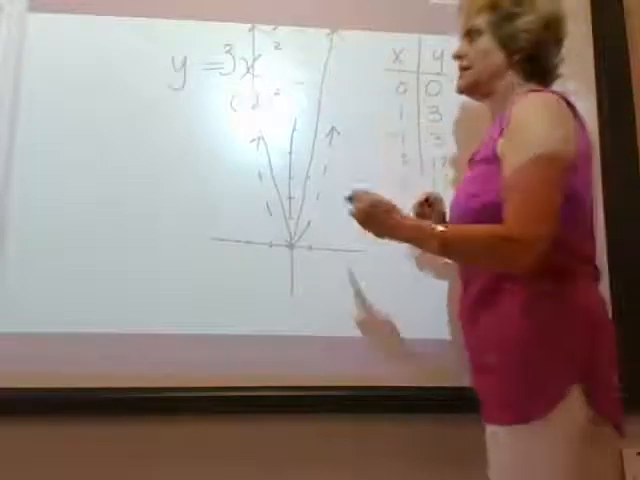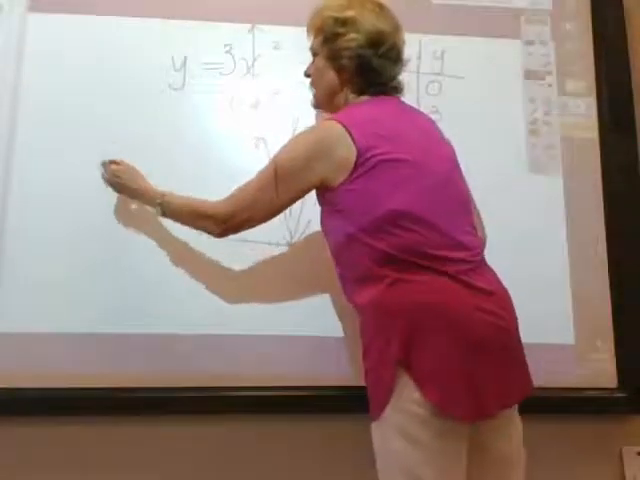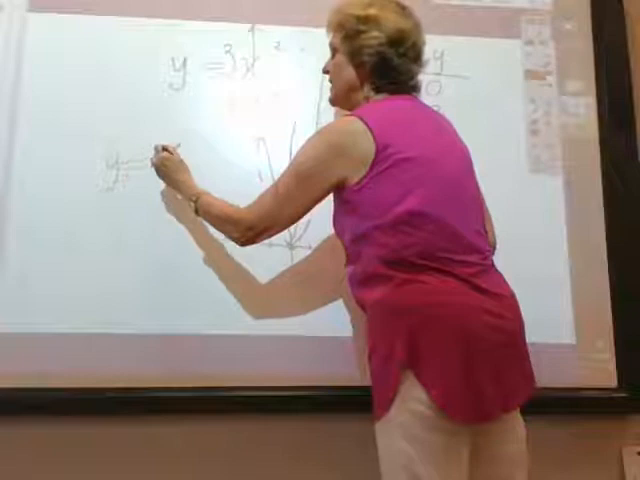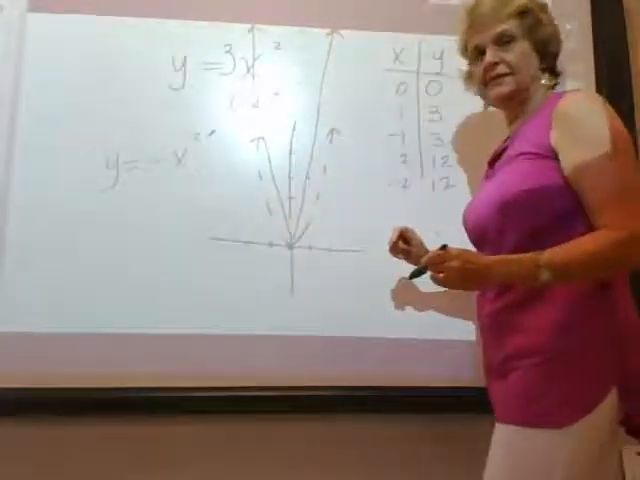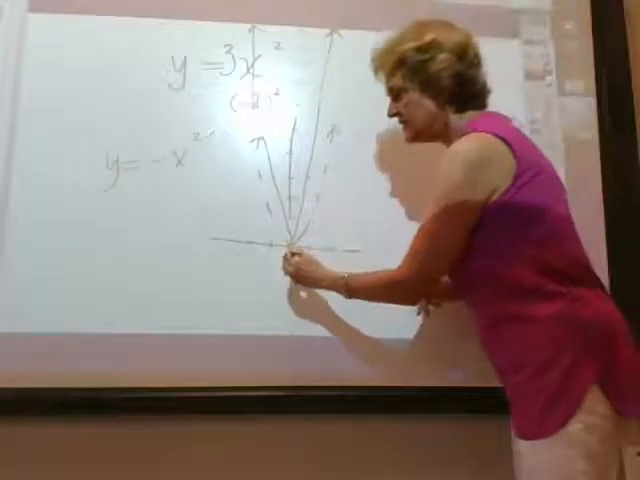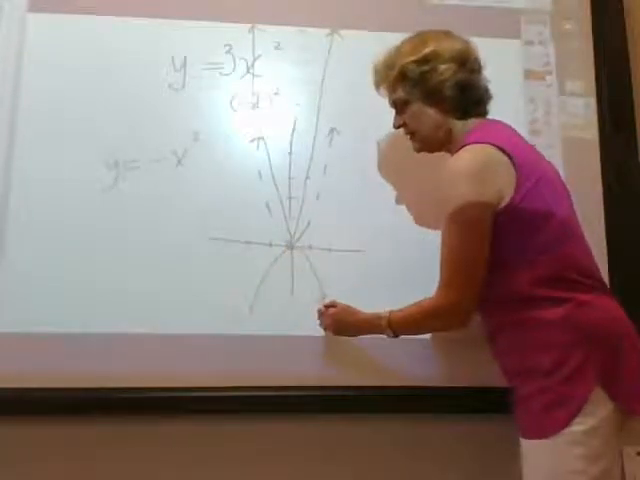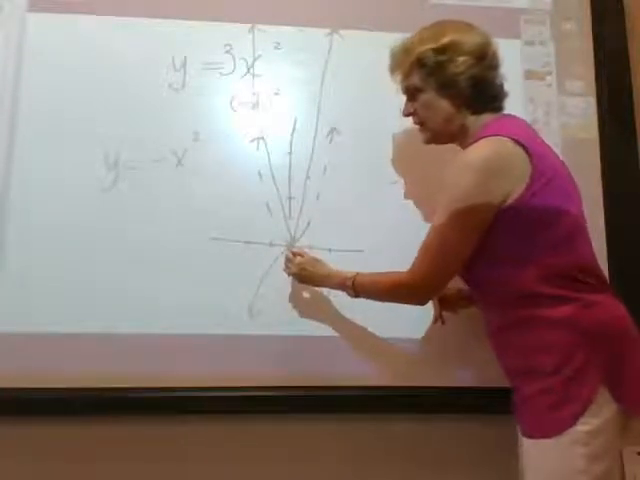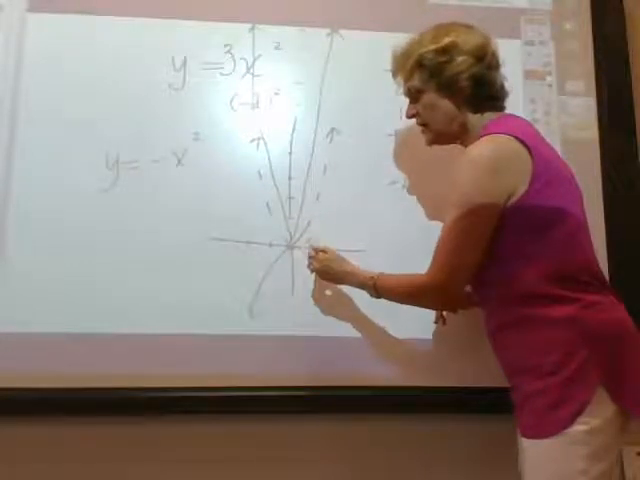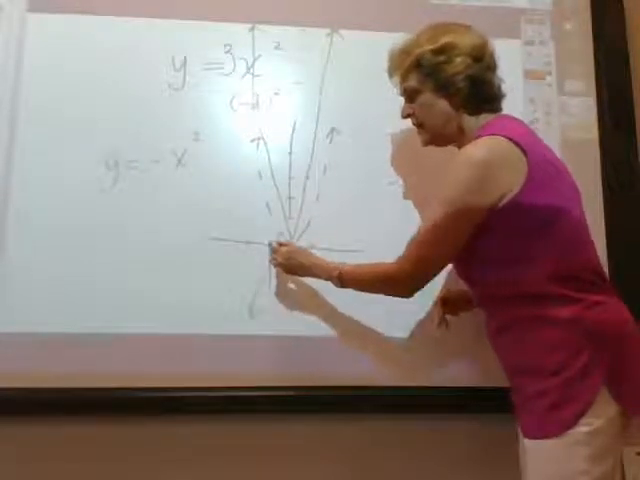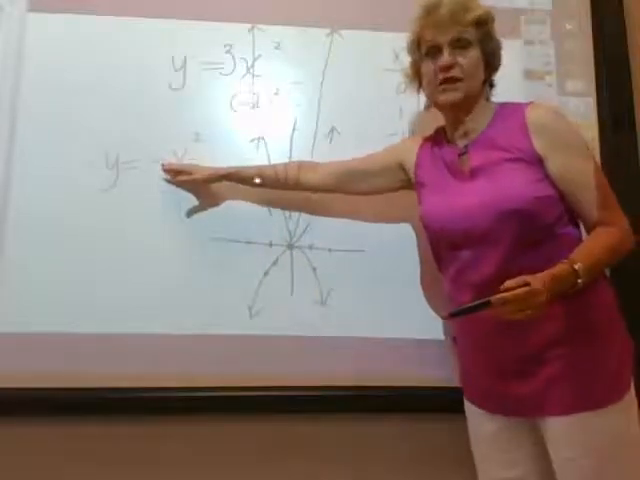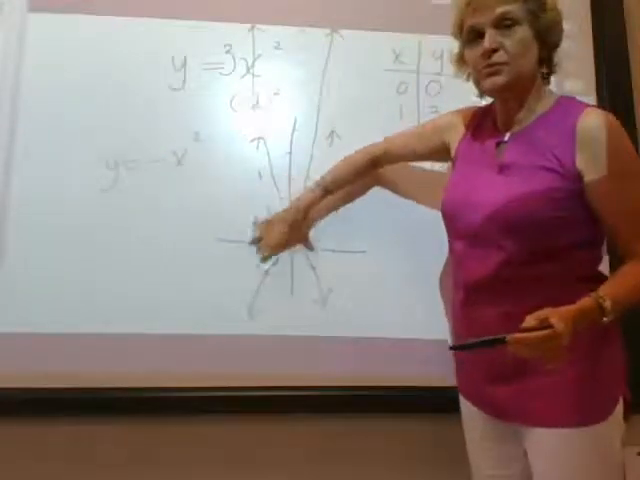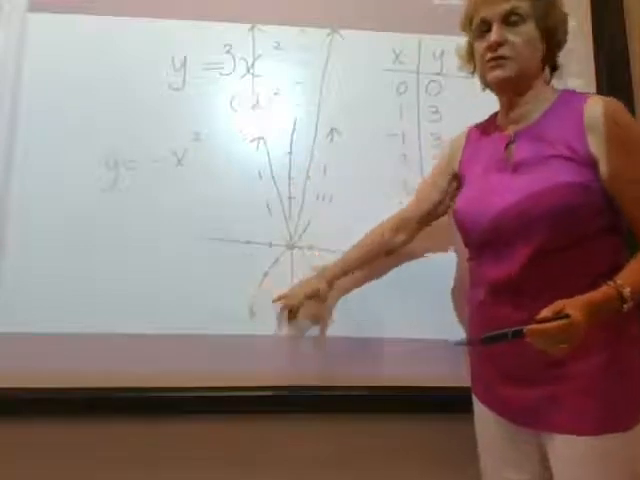Now likewise, if I said y equals negative x squared, then everything's going to go this way. Instead of going 1, 1, it'll go 1, negative 1, negative 1, negative 1, and so forth. So a negative in front means it's going to be a reflection. It'll go downward.